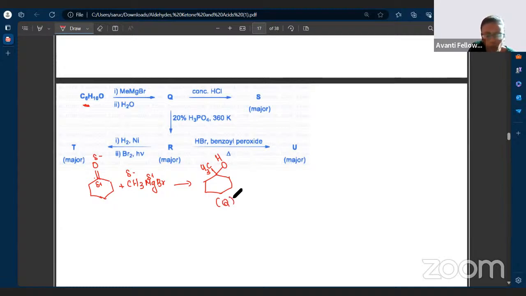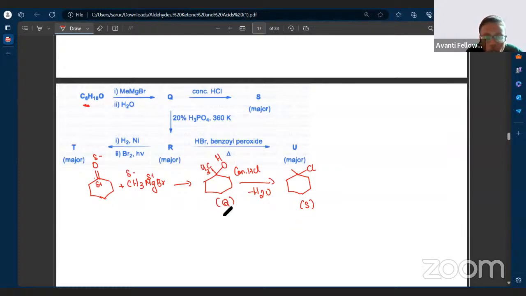So now Q is reacted with concentrated HCl. When you react it with concentrated HCl, what would be the product you'll be getting? HCl on reaction with alcohol, the water molecule will be removed. So you'll be getting CH3Cl. So this is your S.